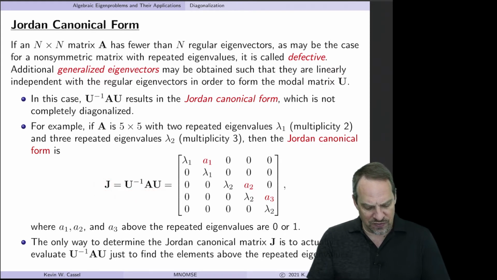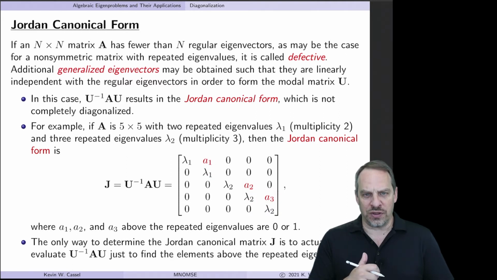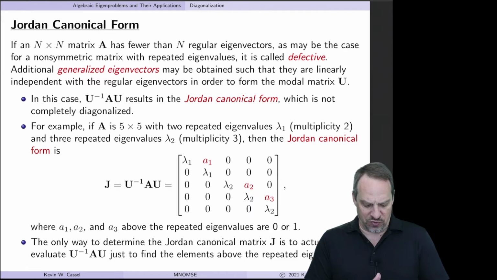The eigenvalues are still on the main diagonal, but let's say that one of our eigenvalues is repeated 3 times, so it has multiplicity 3, and the other one, lambda 2, is repeated 2 times, so it has multiplicity 2. So they're still sitting on the diagonal, as before. The elements immediately above the repeated eigenvalues, here, here, and here, we could have either 0 or 1. So if we have 1s in some of those, then of course it's not fully diagonalized as was the case before, but it's this Jordan canonical form.